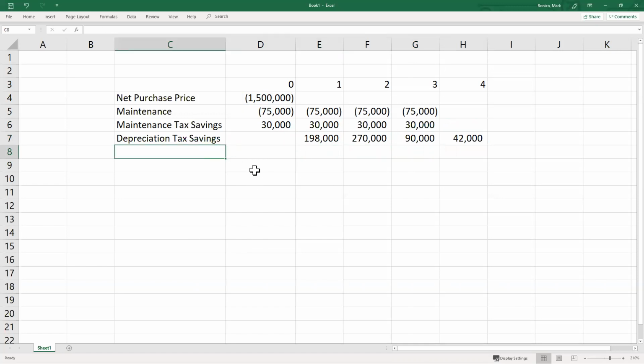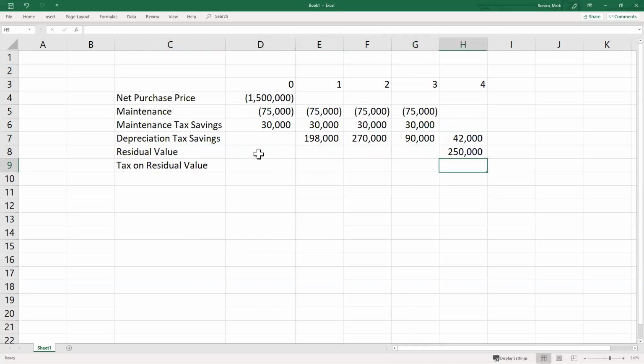All right. And then we need to calculate our residual value. So residual value is how much we can sell the equipment for at the end of year 4, and we can sell it for 250,000. However, when we sell it, we have to pay taxes. So we have taxes on residual value.